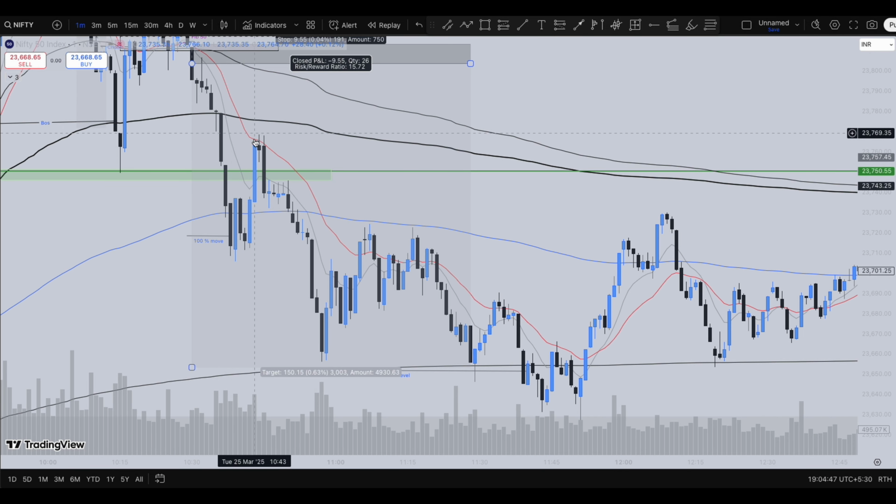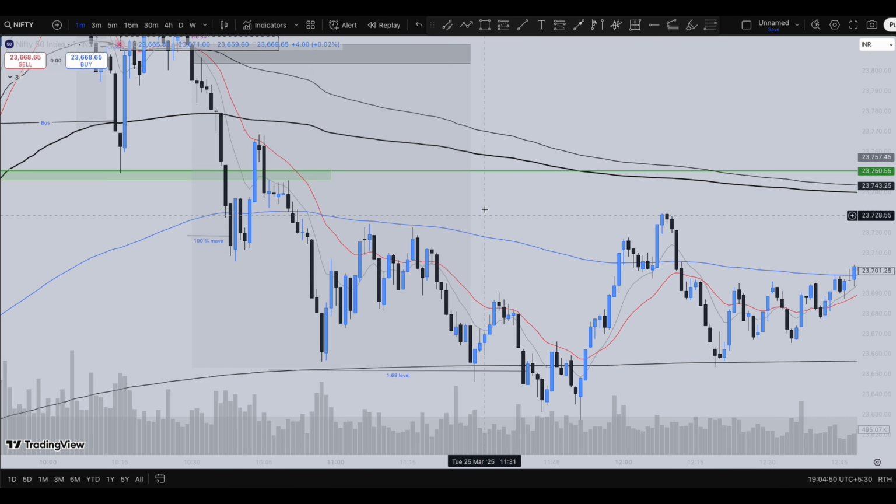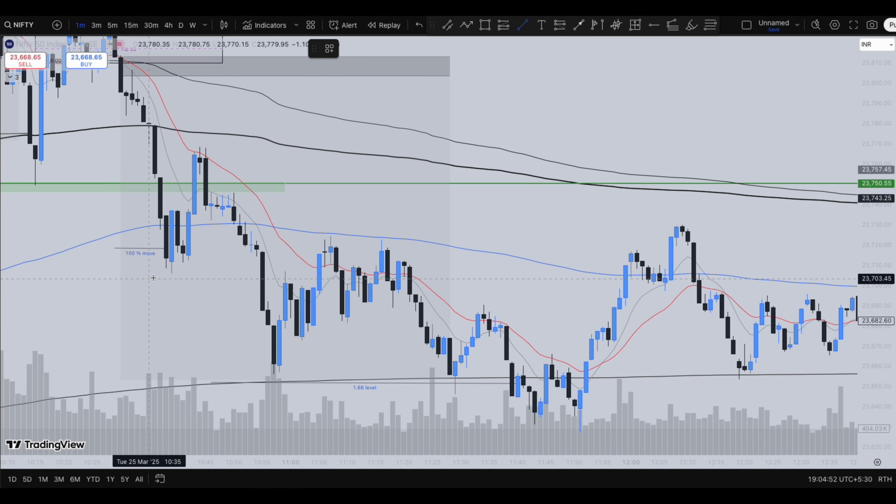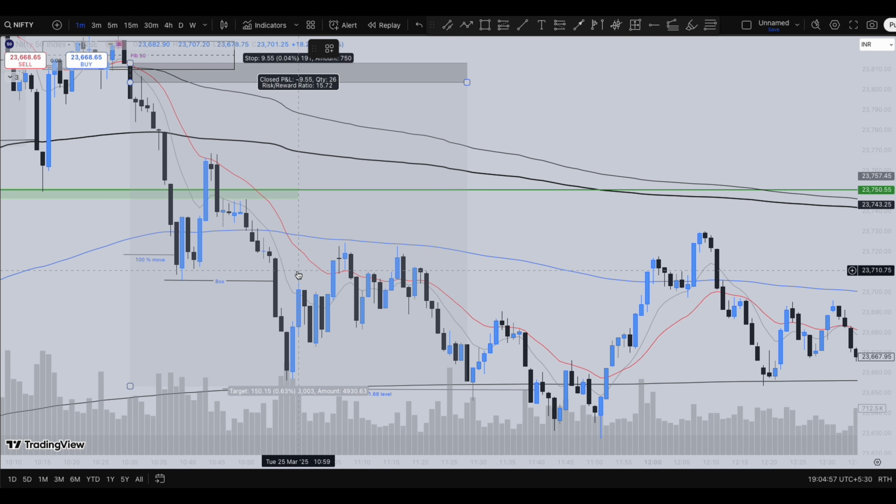Initially, you could have booked here. After rejection of price, you could have entered another trade over here. And you can see here the market clearly broke another structure over here. You can consider this to be a breakout structure.